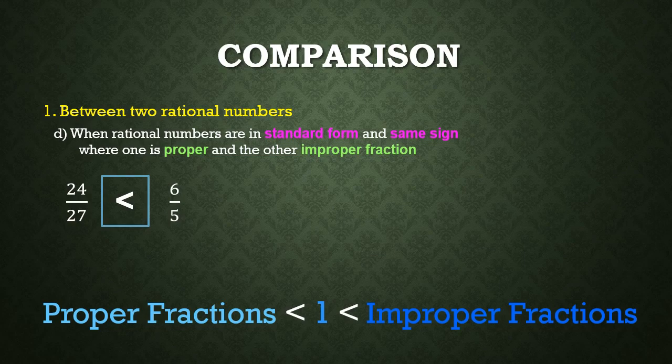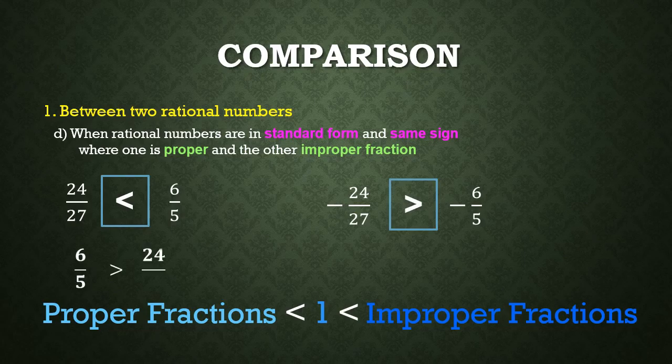If both were negative, then signs would reverse. 24 by 27 is less than 6 by 5. Thus, minus 24 by 27 is greater than minus of 6 by 5. Now, in these two examples, I just altered the place of proper and improper fractions, and hence signs also changed. Pause and you can follow the results.